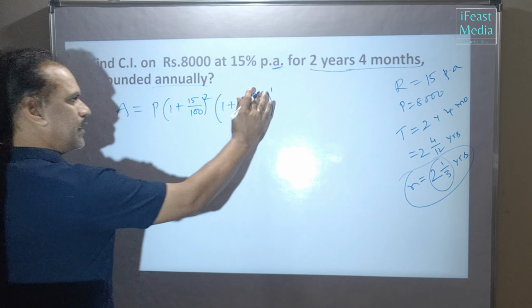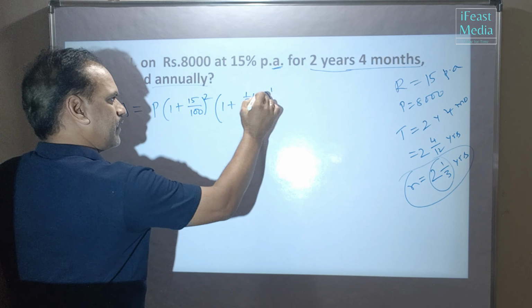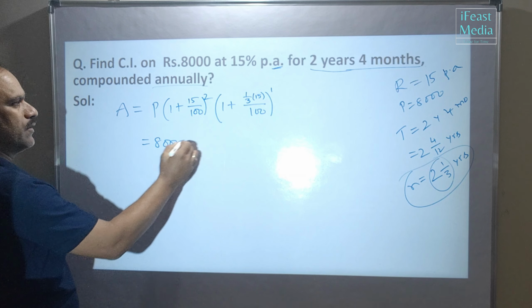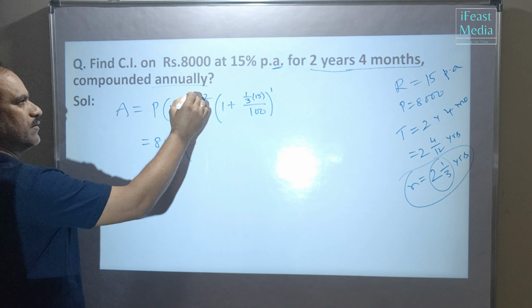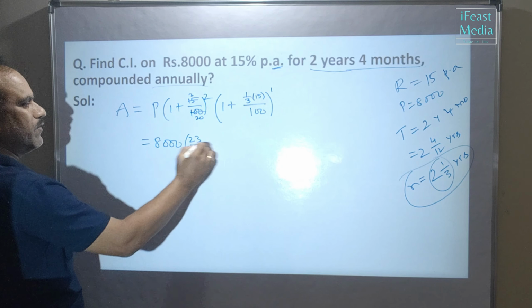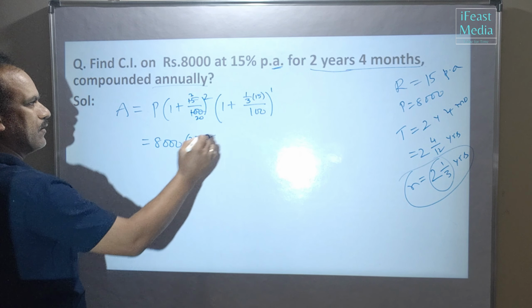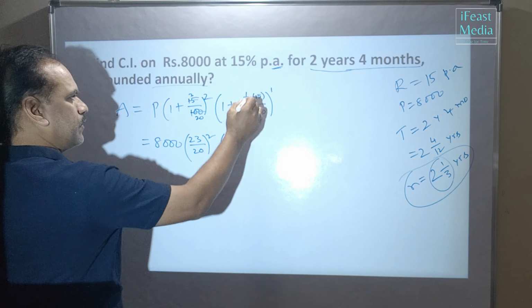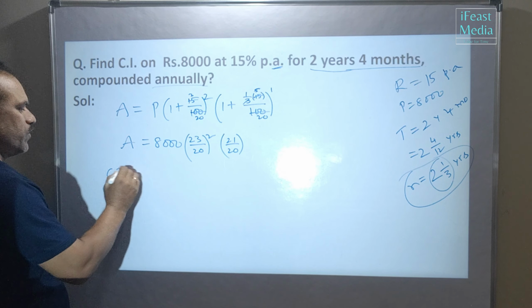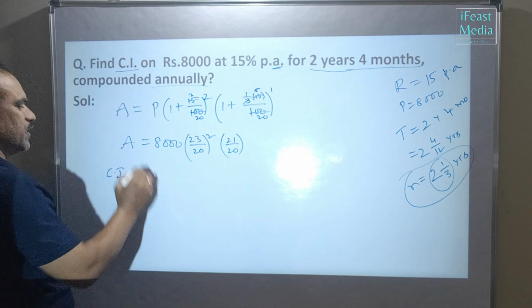Right. So what is 1/3 of R here? R is 15. So P is 8,000. Here it is 23 by 20 whole square into 21 by 20. So this is the amount. Then what is compound interest? Because we are asked to find the compound interest.